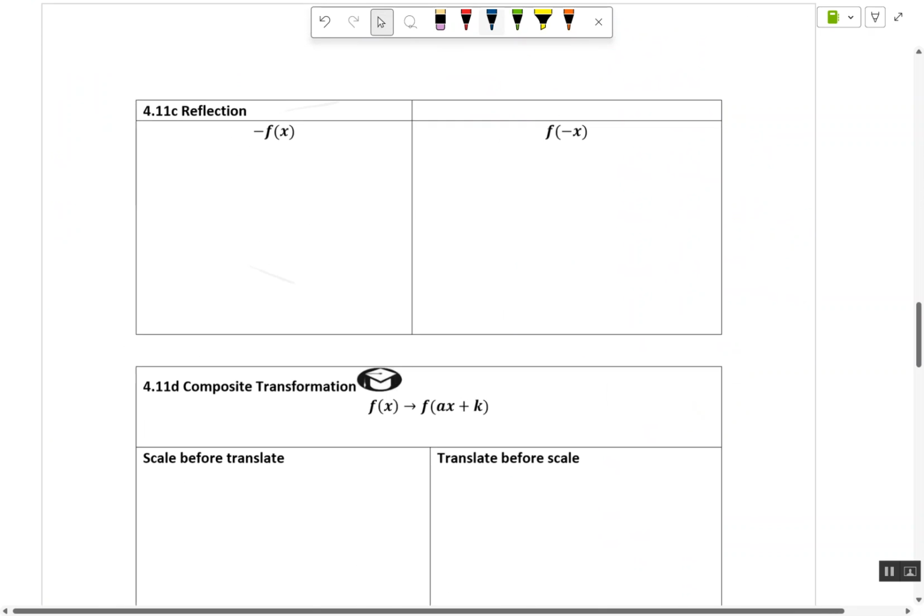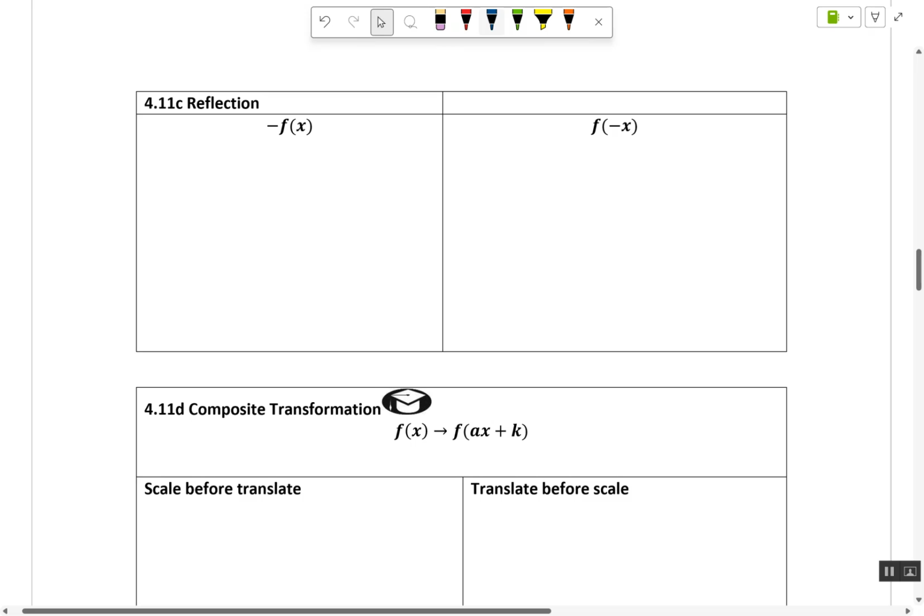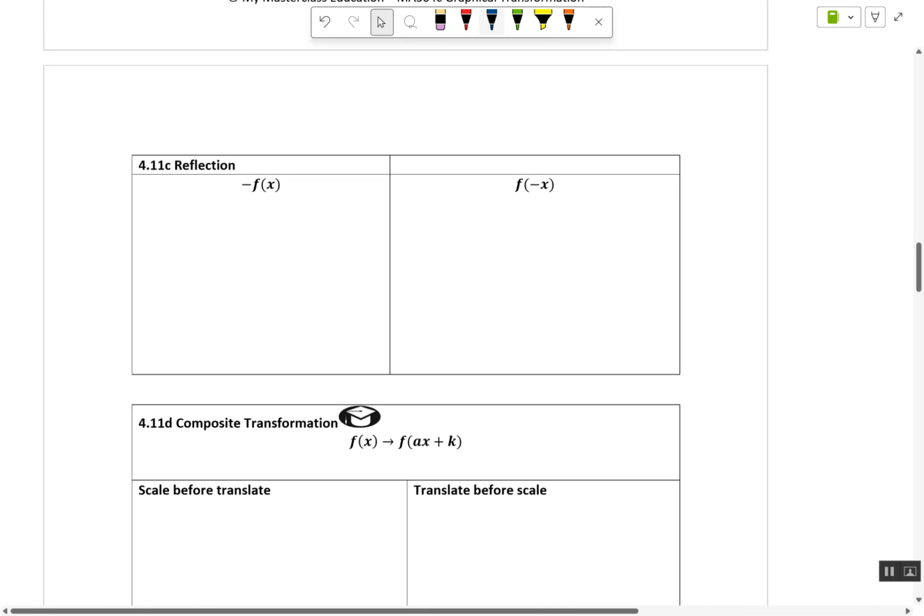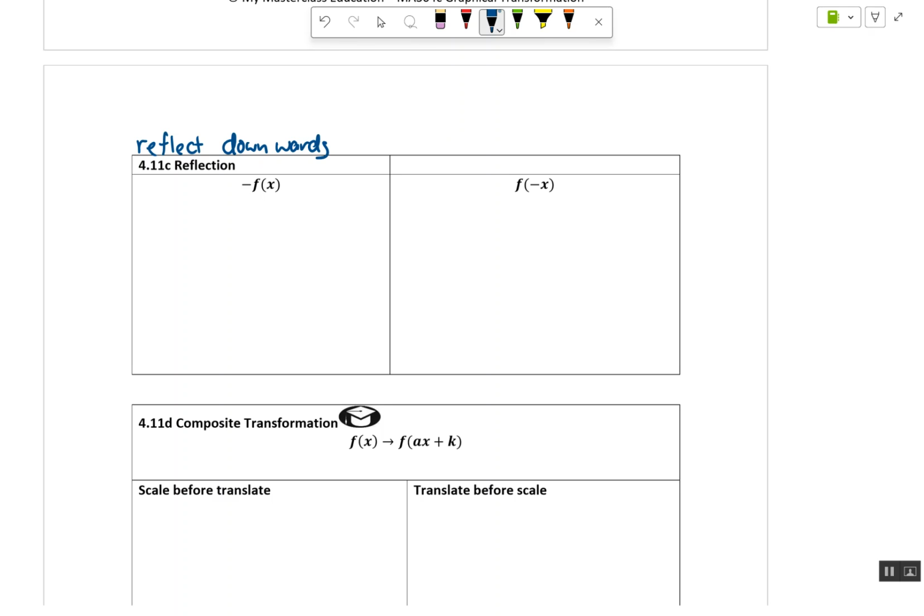Can? The next one is called a reflection. If the negative is on the outside, I reflect downwards, which means I reflect on the x-axis. The x-axis is my reflection. Okay? Draw the normal graph, draw the graph on top, which is like this. Here and here, first quadrant and third quadrant.